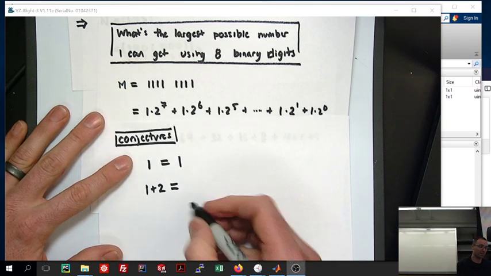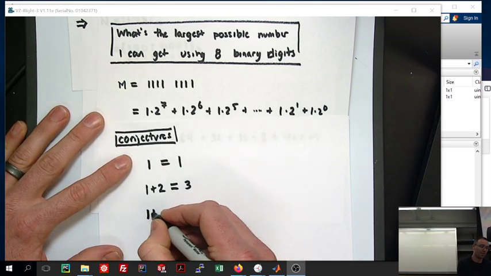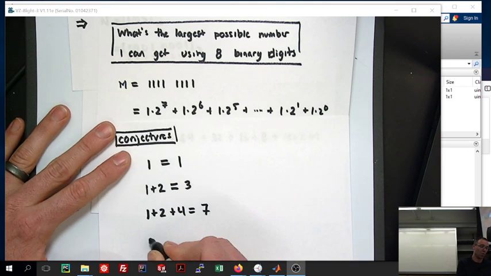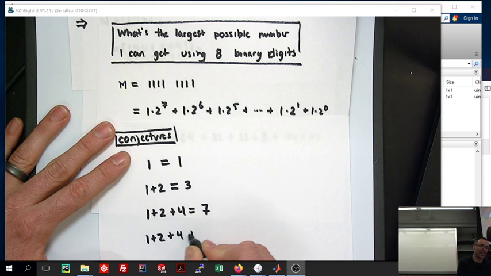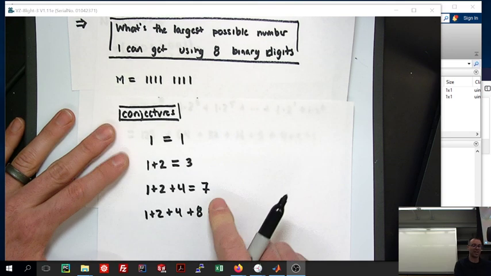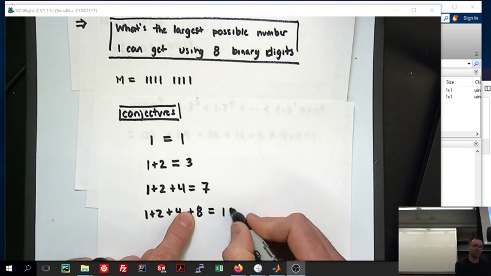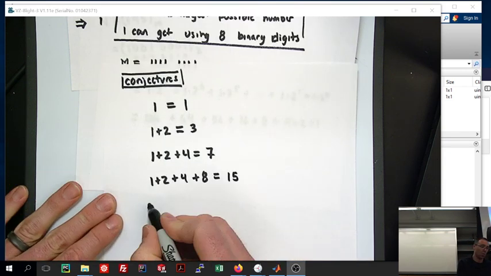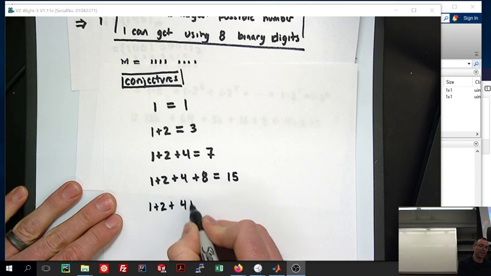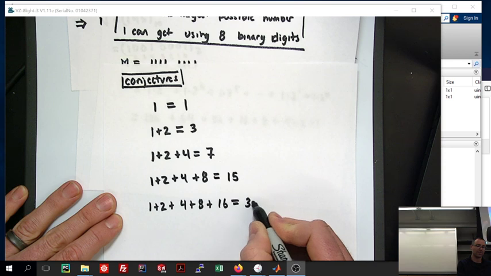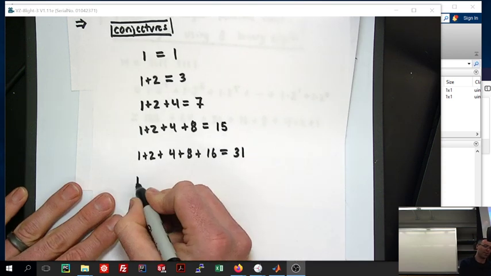1 plus 2 is 3. 1 plus 2 plus 4 is 7. 1 plus 2 plus 4 plus 8. Just take the one before it and add the next power of 2. 15. 1 plus 2 plus 4 plus 8 plus 16. Okay, are we ready for a conjecture yet?